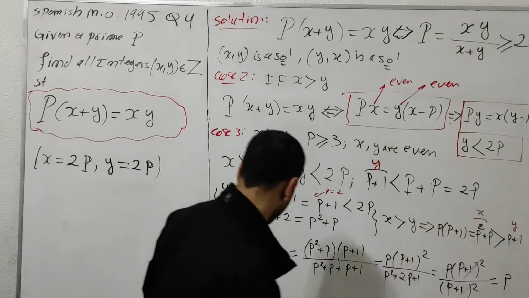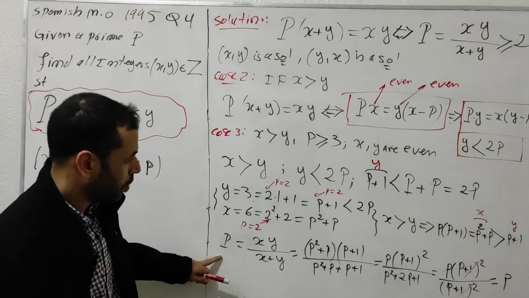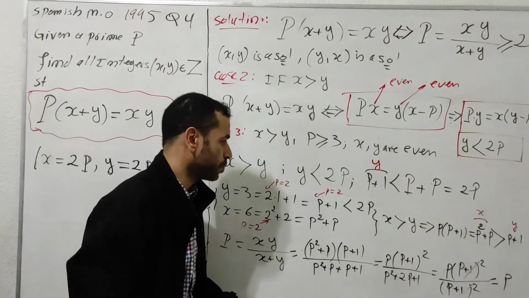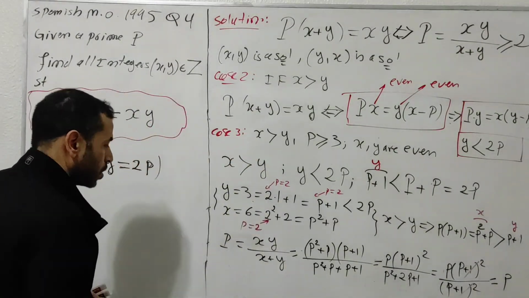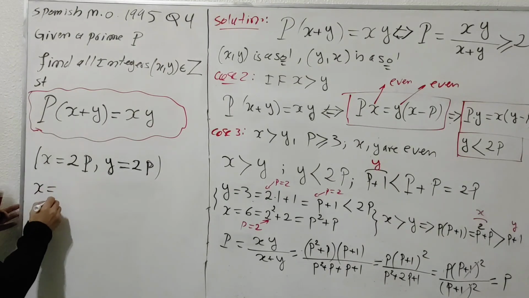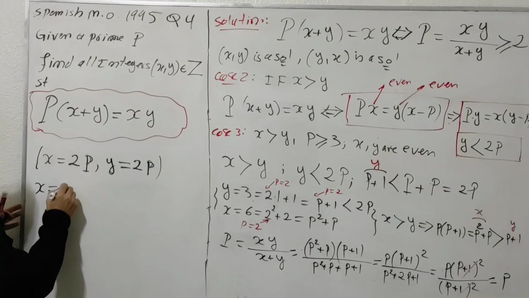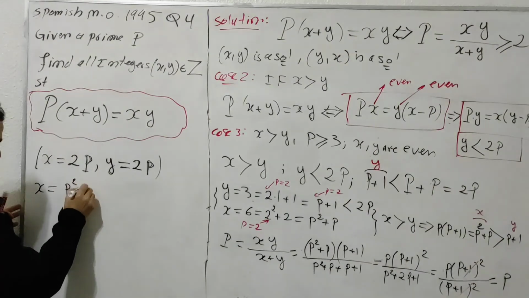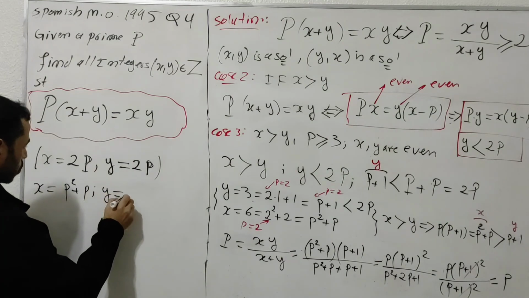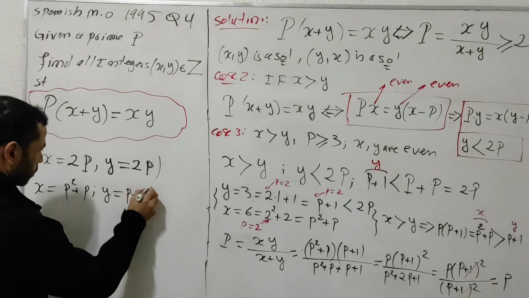Which is the same as we have here, p equal to p. That means our solutions verify this equation. Here are the following solutions. I get x equal to p squared plus p, and we have y equal to p plus 1.